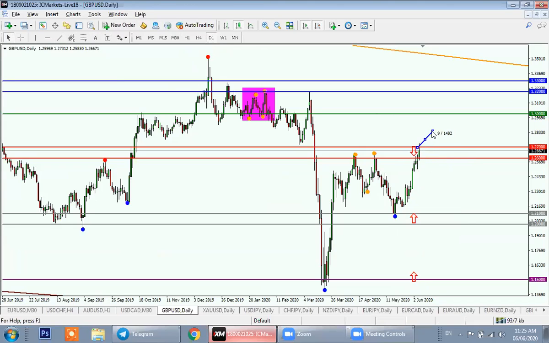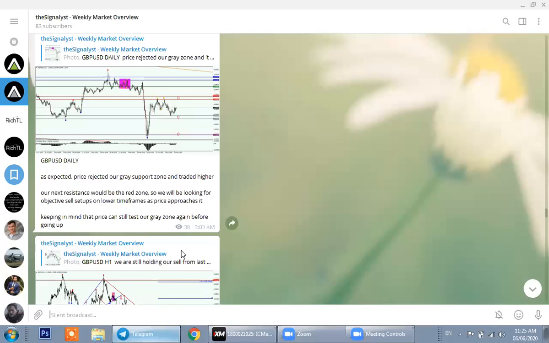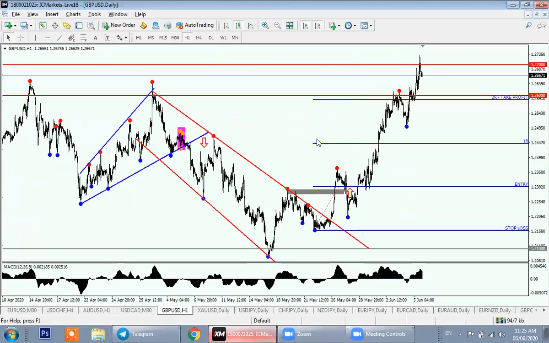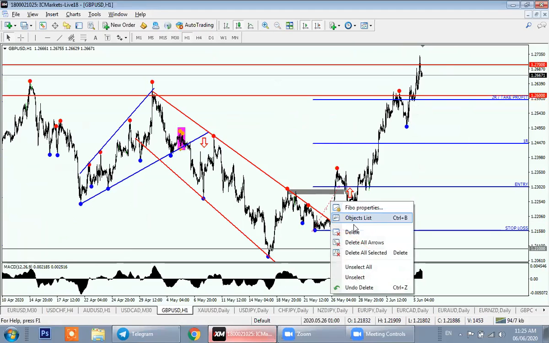Unless price breaks it upward aggressively, then we'll be looking for objective buy setups on its retest and a movement till our next resistance in green would be expected. But for now, as mentioned, we'll be looking for objective sell setups on lower time frames. Here's our buy from H1. Our last week buy hit take profit. So let's delete our risk to reward.